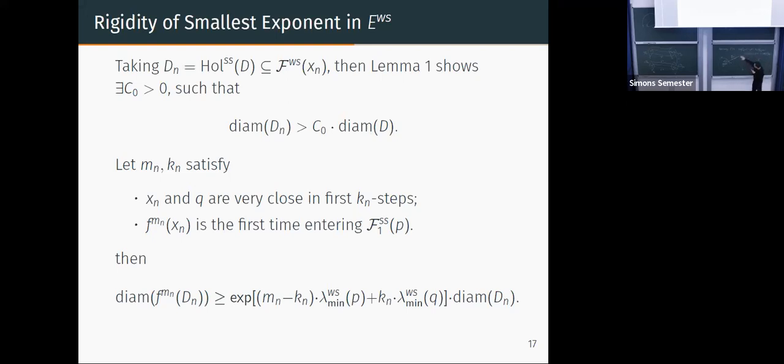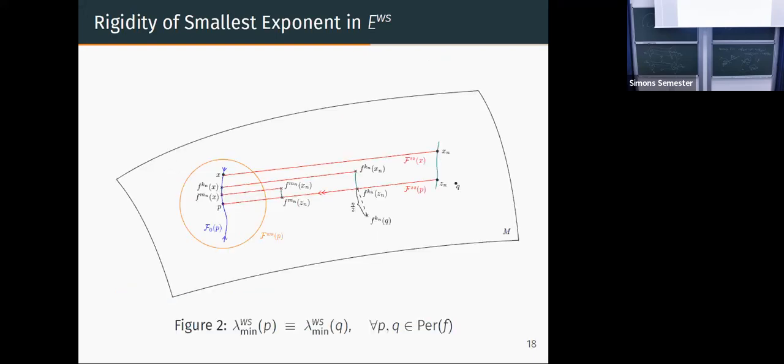So that's the contracting rate, at most something like P. The first k_n steps tell you the contracting rate is like Q, and for the rest the contracting rate is almost like P. Okay, here's a picture for this one. That's the first k_n steps, very close. And then the rest, m_n minus k_n steps, comes to here.